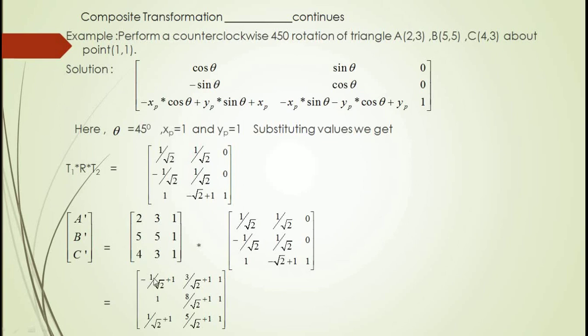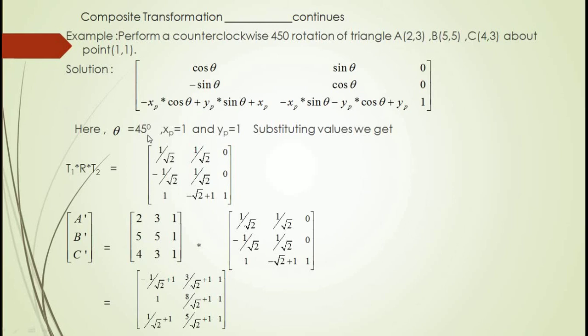Multiplying the first matrix into the second, we get this resultant matrix, that is minus 1 by root 2 plus 1, 3 by root 2 plus 1, 1; 1, 8 by root 2 plus 1, 1; 1 by root 2 plus 1, 5 by root 2 plus 1, and 1. So this is the solution of this problem.